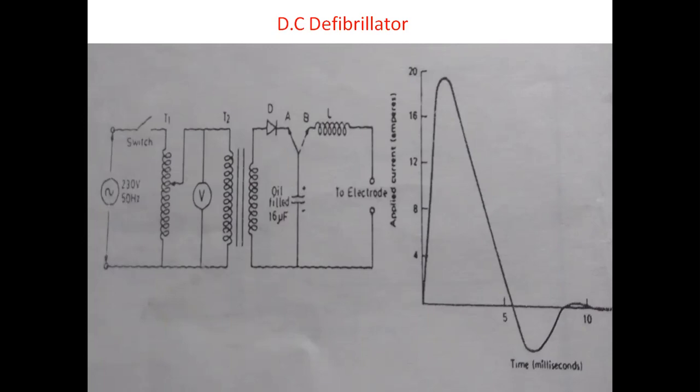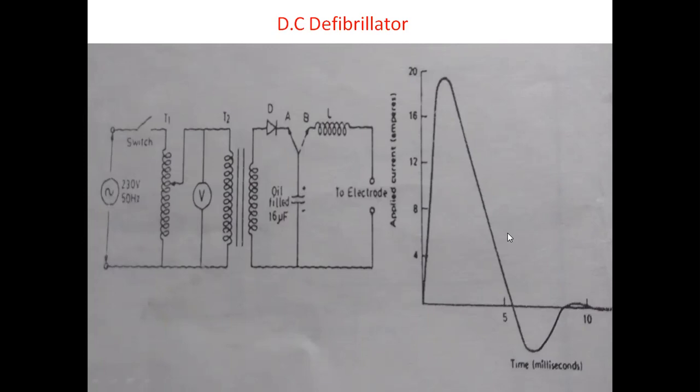To avoid such burns of the chest and damage to the heart, we have to use an inductor. By that, the shape of the waveform will change, and then we can apply the voltage. So to avoid such a situation we use an inductor, and the waveform will be changed.